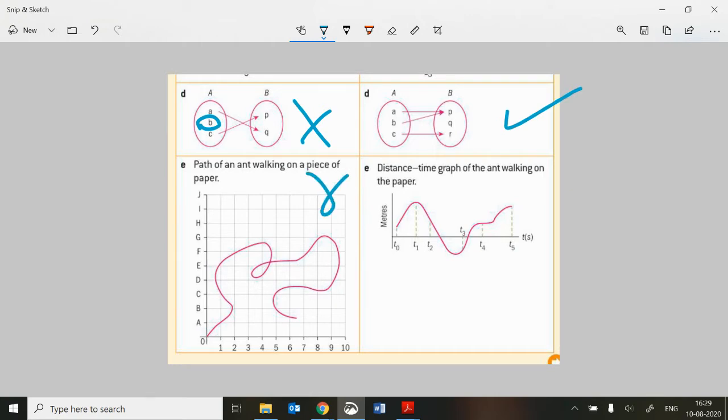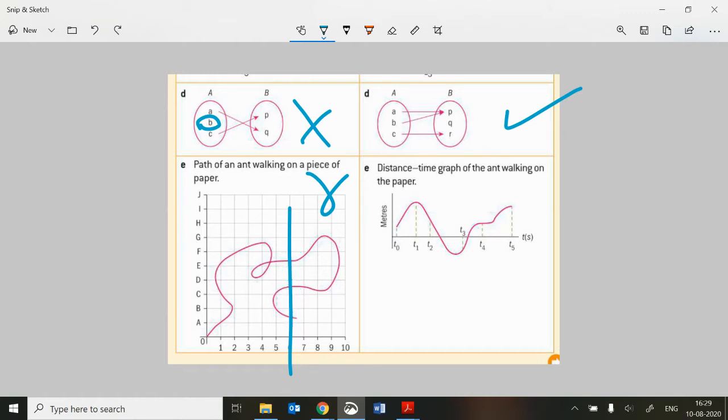And what you'll see later on is they'll talk about the vertical line test. If at any point in this graph you can draw a vertical line and you get more than one place where it crosses your graph, then it is not a function. Okay, and that's called the vertical line test.